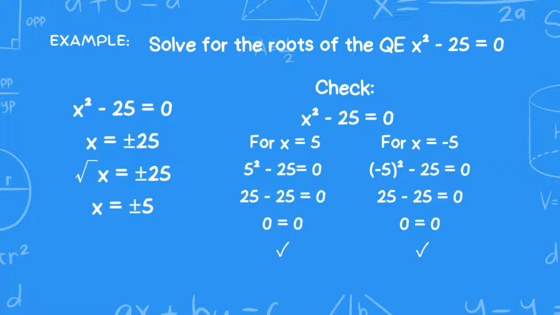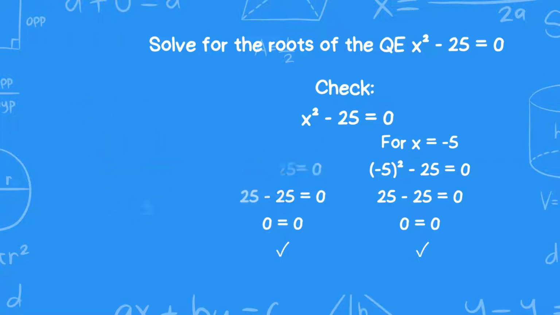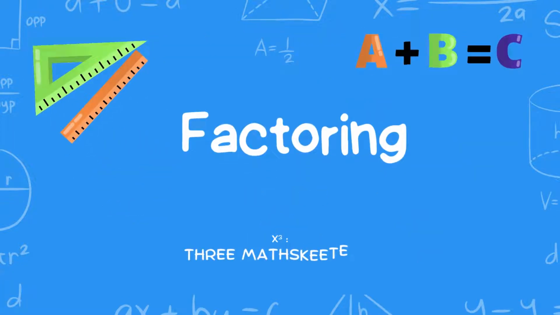For the last step, we have to check if we arrive at the correct answer by simply substituting the roots for the value of x. In the given quadratic equation, x squared minus 25 equals 0, the roots are positive or negative 5, so it will be 5 to the second power minus 25 equals 0. 5 to the second power is 25, so 25 minus 25 equals 0. Then 0 equals 0.